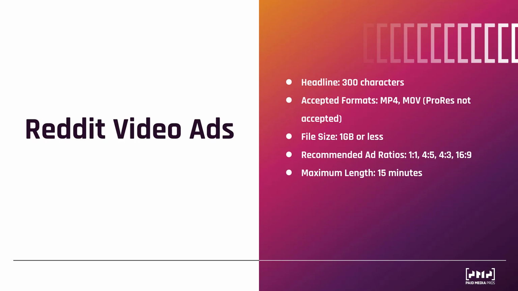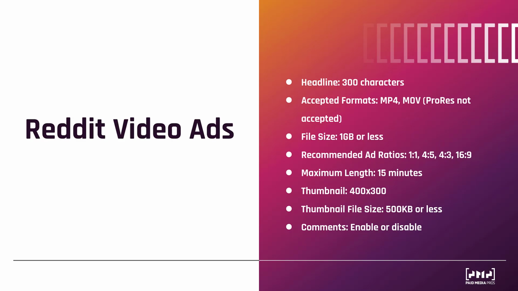so their attention spans aren't going to be there for long form video content like YouTube. Now, your video doesn't always play right away, so users will see a thumbnail that needs to be 400 by 300 pixels. You can either choose it from your video or upload your own. And the thumbnail file size must be 500 kilobytes or less. And another repetitive spec, you can control whether you want users to comment or not comment on your video ad.